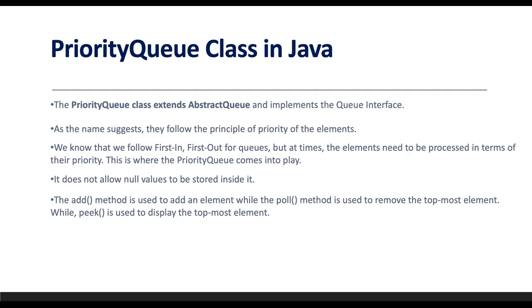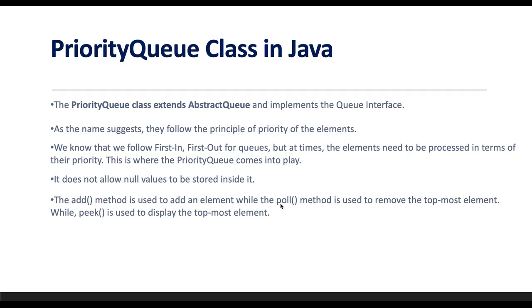Another property of the priority queue class is that it does not allow null values to be stored inside it. We have seen that ArrayList and LinkedList can allow null values, but the priority queue does not allow any null value to be stored.